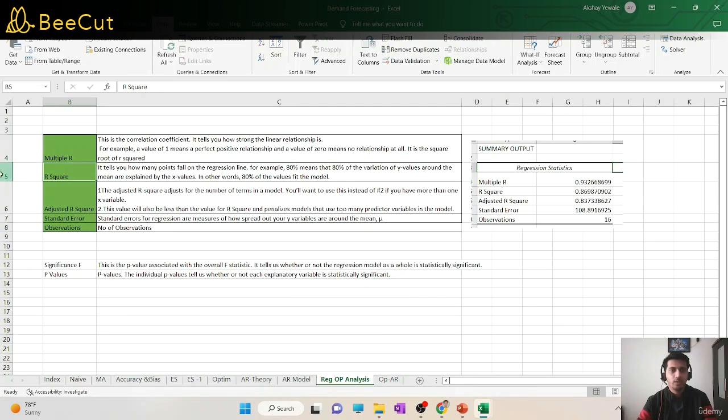Now let's go to the R square. So R square is nothing but the square of this, or in other terms, multiple R is the square root of R square. So what does it tell?